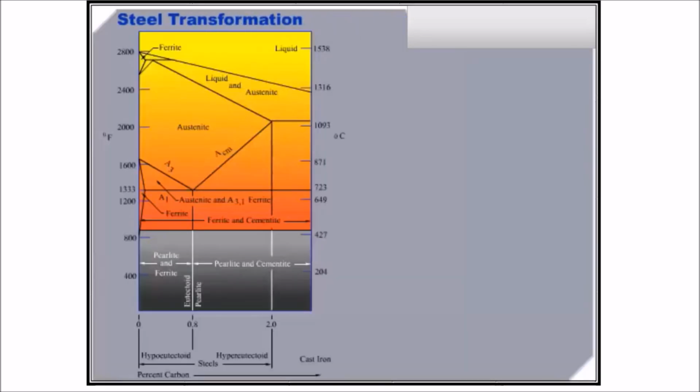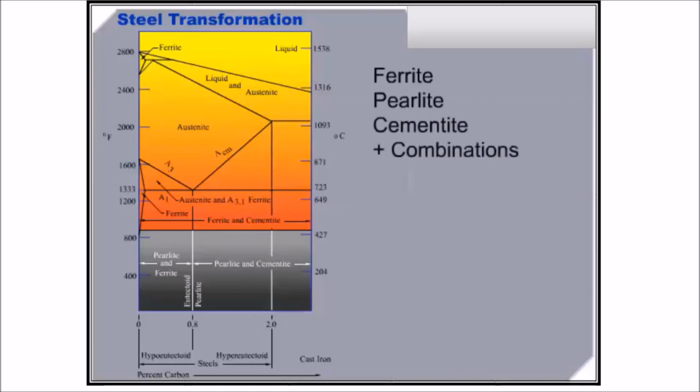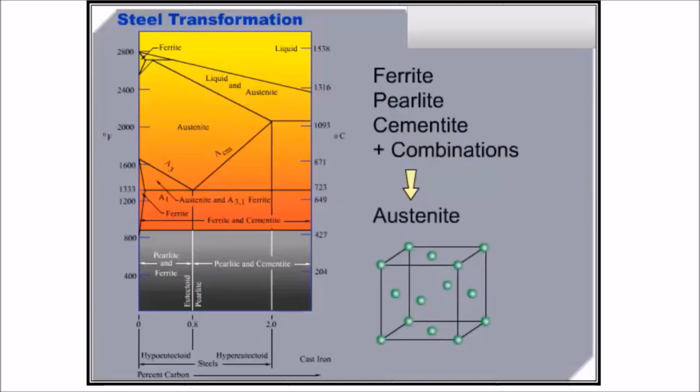One of the important transformations which occurs in steel is the transformation from the various room temperature constituents, ferrite, pearlite, cementite, and combinations of these, to austenite, which is the face-centered cubic structure of iron and carbon. Upon heating, this transformation will begin to occur at 1,333 degrees Fahrenheit. The horizontal line representing this transformation temperature is referred to as the A1.